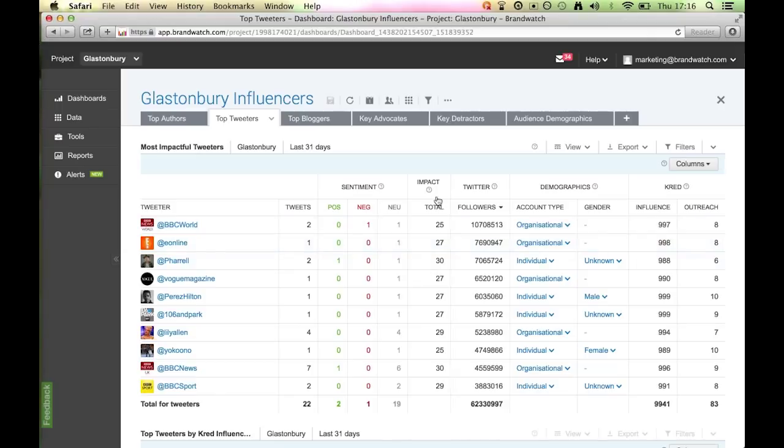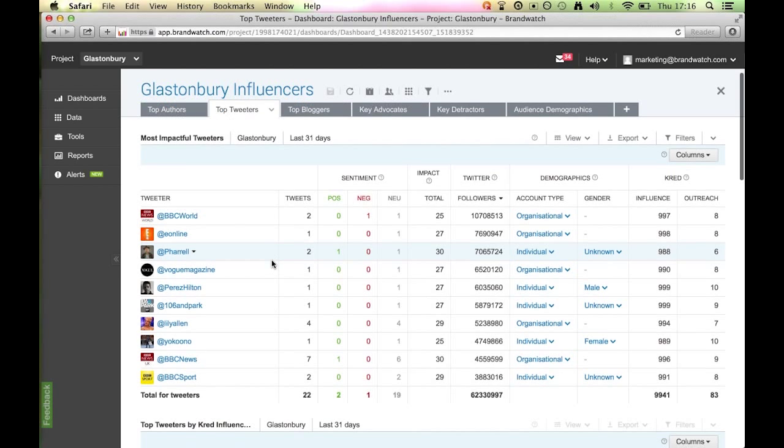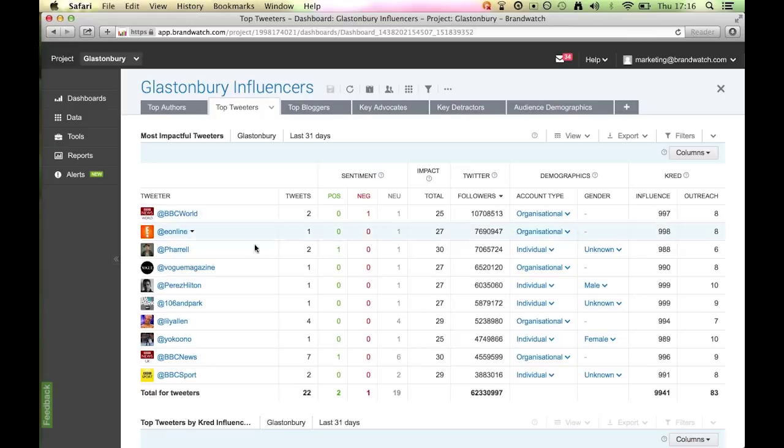So when we're looking at a list of influencers, there are a few different ways of organizing them by the importance that matters to me. So we talked a little bit in the PR dashboard about that impact score, and that was useful for finding those smaller influencers who are really regularly engaging. But what I've decided to look at on this one is the number of followers, and you can see that something like Glastonbury as a brand has some very, very important tweeters talking about it.